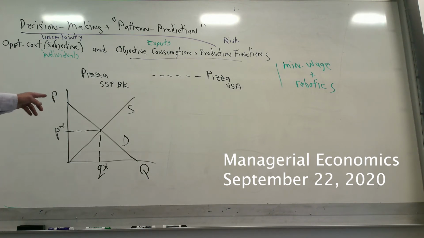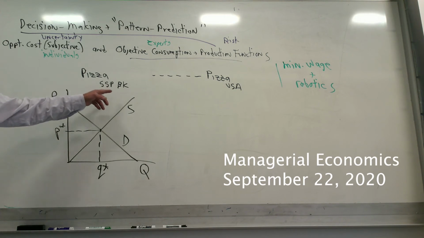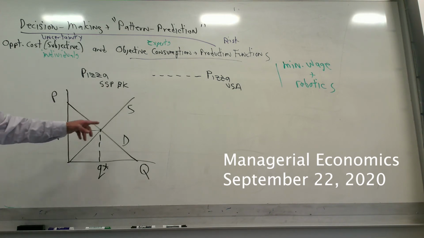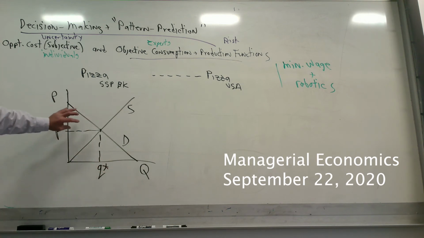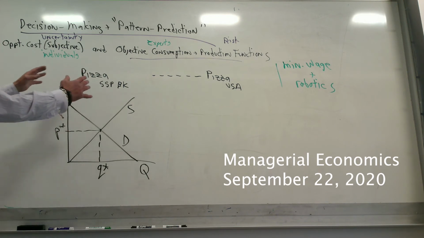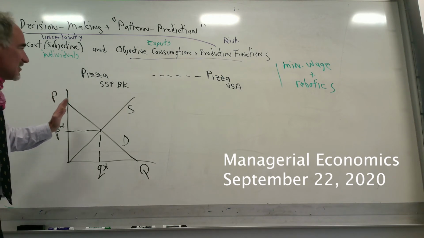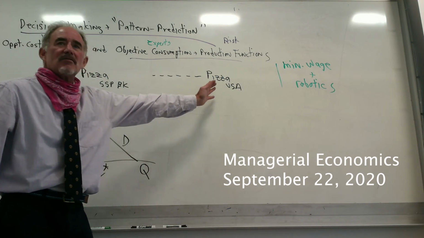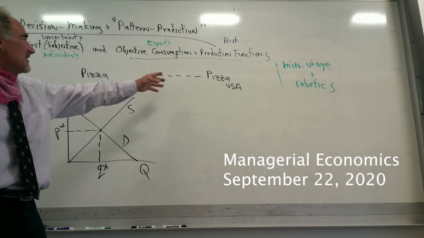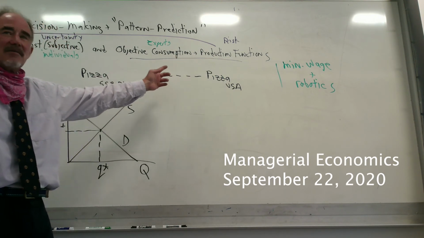So here, pizza in Sunset Park, Brooklyn, where I live, perfect competition, emerged optimal quantity, optimal price, maximum consumer surplus, producer surplus. This is in a partial equilibrium model. Then, if you, let's say, go out to pizza in the USA, well, then it gets harder to measure, and then these assumptions become less and less robust.